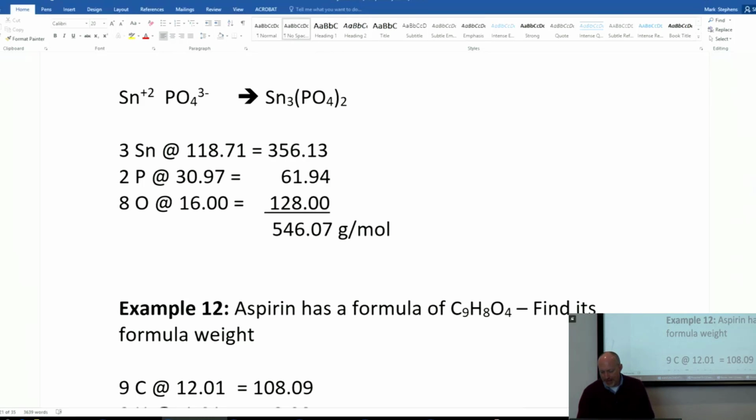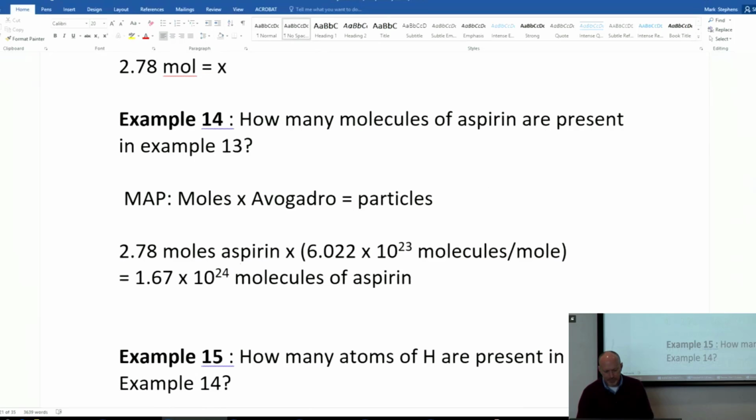So, if we've got 1.67 times 10 to the 24th molecules of aspirin, how many hydrogens are in each molecule? Jake? How many hydrogens are in an aspirin? Just look at the formula. 8. So all I need to do is multiply by 8.